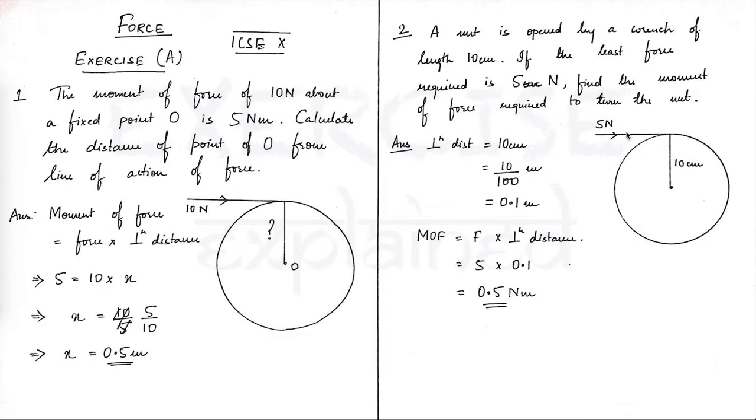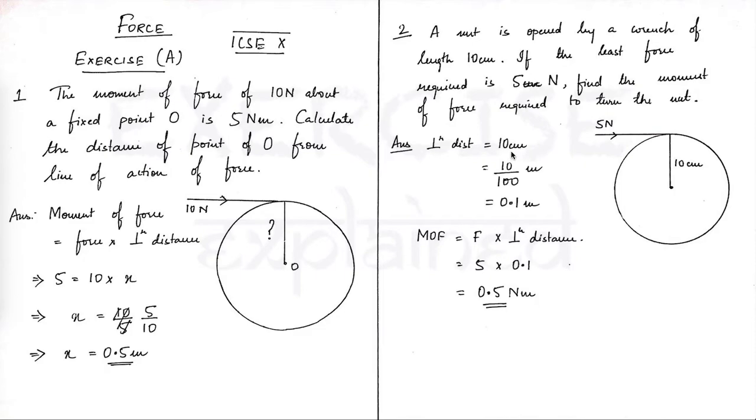So the force which is being applied is 5 newtons and the distance of separation is 10 centimeters or 0.1 meters. So we know the formula for moment of force. MOF denotes moment of force. So moment of force is equal to force into perpendicular distance. So force is given in the question as 5 newtons, as you can see here. So I substitute it as 5 into perpendicular distance.